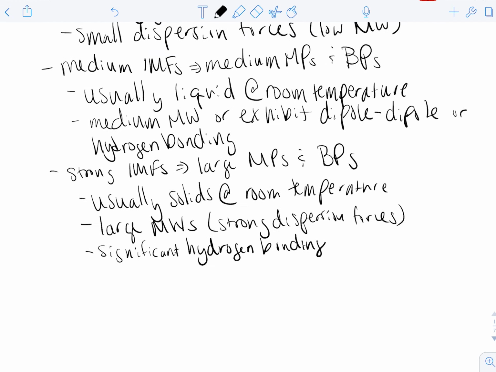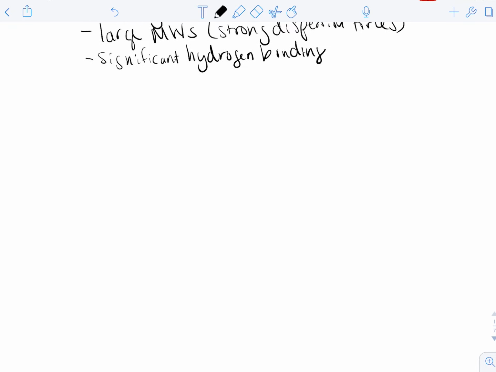But we can also look at other properties based on intermolecular forces. We're going to look specifically at properties of pure liquids today. We will look at solid properties in the next chapter, but we're going to look at pure liquids in this chapter. So we're going to look at three properties.